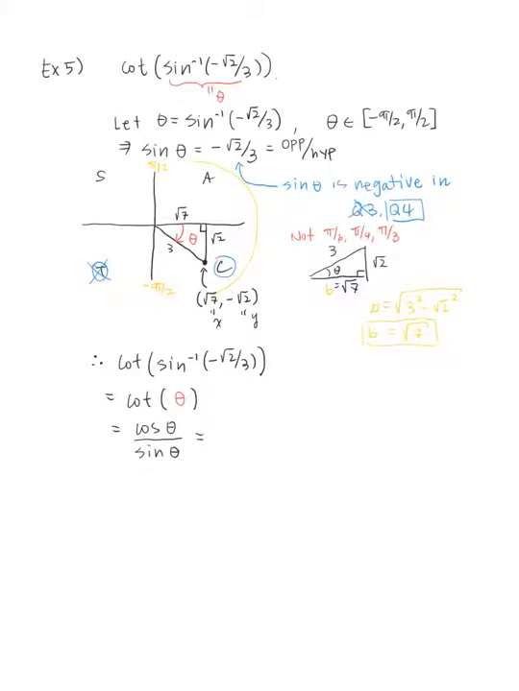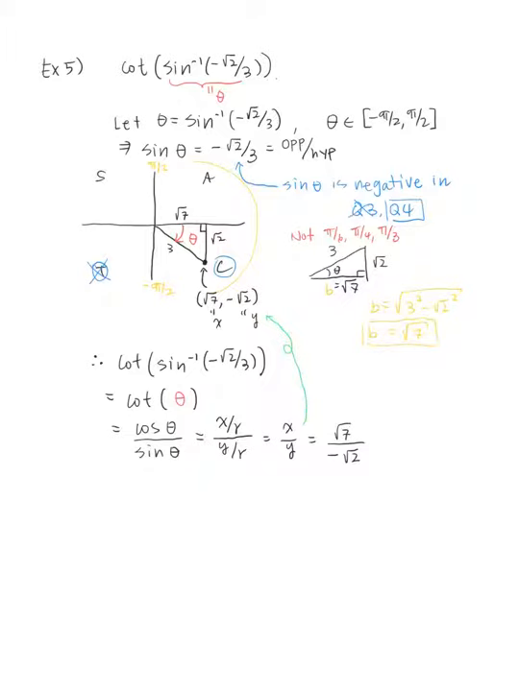So remember, cosine was what? X over r. And then sine was y over r. So this is going to be x over y. So our x value, let's look over here. Our x value is what? Square root of 7. And the y value is negative square root of 2. So you see what I mean? It's going to be negative regardless.